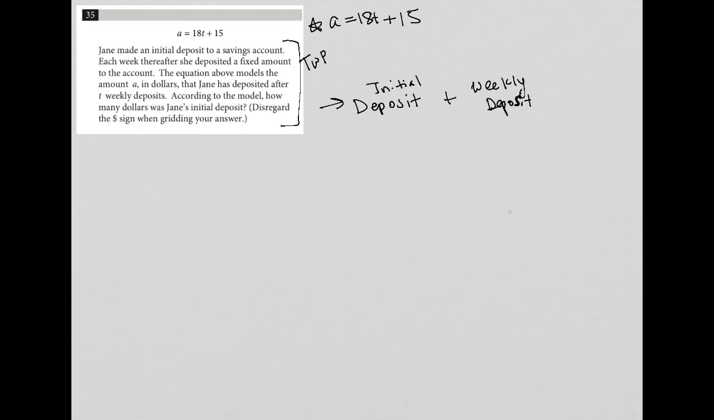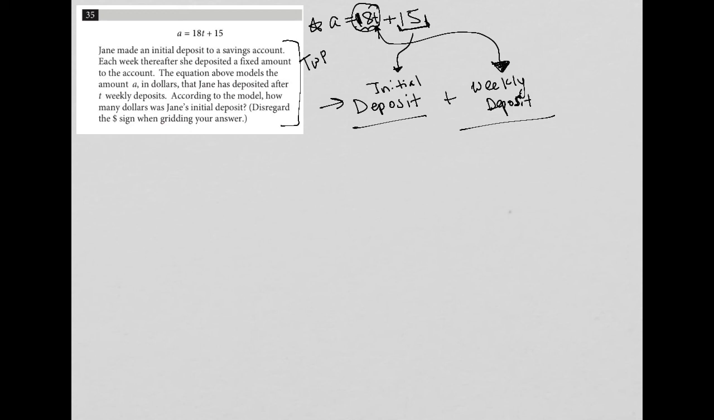So according to this model, if T represents the number of weeks, and we have 18 times T, then this must be our weekly deposit, which means the $15 part must be the initial deposit, right? So I still ended up using my translation, just matching it up to the equation that was provided.